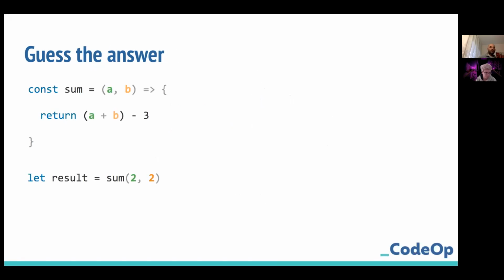Okay. So there's this function here. My question to you is, what's the value of the variable result? Okay, so we're creating a function named sum, which takes two parameters, right? And then these two parameters are summed, and then we're deducting 3. And that's the function definition. And then what we're doing is we're creating a variable named result. And then in that box, we put the function invocation, and we pass two parameters, 2 and 2.